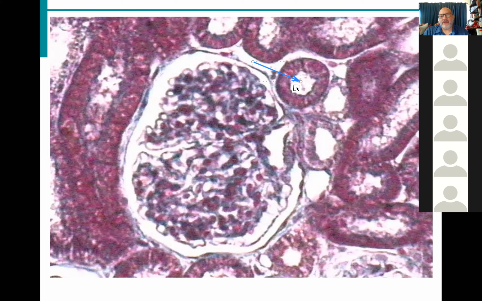Absolutely perfect. Identify the organelle. Nucleus. Nucleus. There you go. See how simple this is?